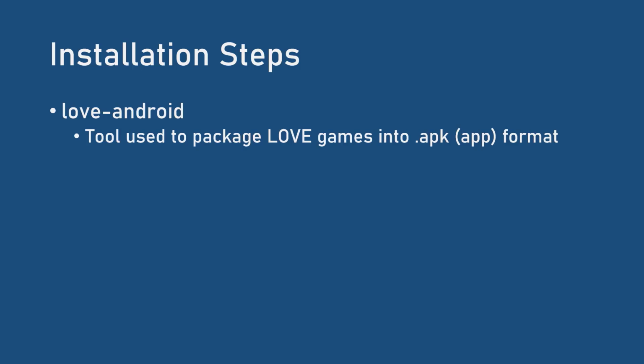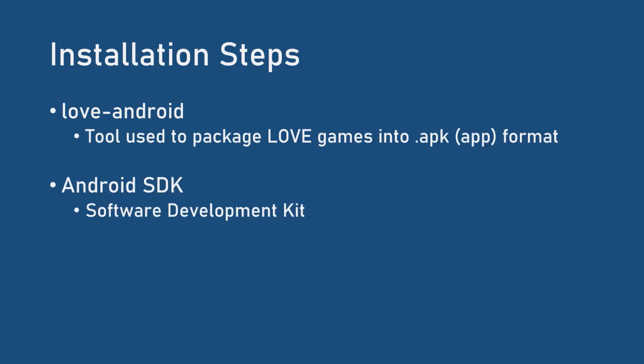First, we'll need to clone and set up the LÖVE Android repository on our computer. This is the official LÖVE tool that's used to port your game to mobile. It does all the heavy lifting during this process. We give it our game code, run a few commands, and it generates our APK.